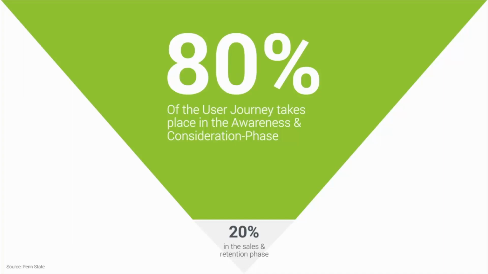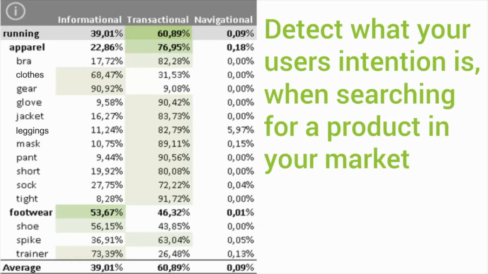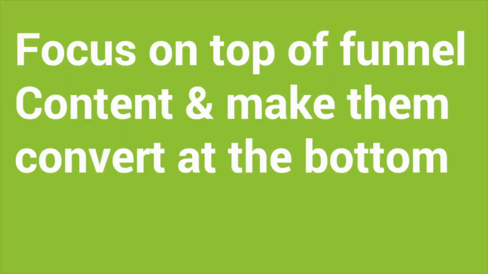So this means that, looking at this data again, you can figure out what your user's intention is when searching for a product in your market. As I said, we cluster it from an intent perspective. Is it a topic where users rather seek information, or do they want to buy, or is it navigational? So what you should do is focus on the top of funnel content and make it convert at the bottom. Let me give you one example.